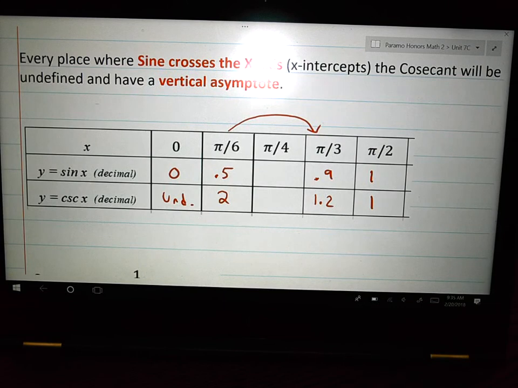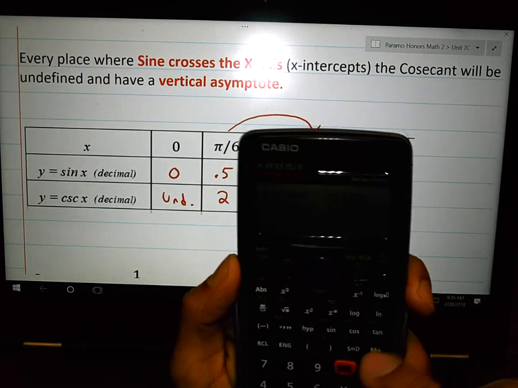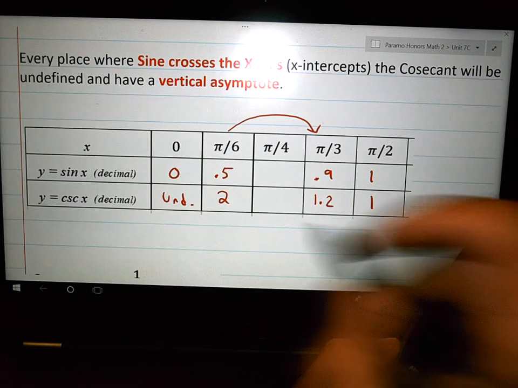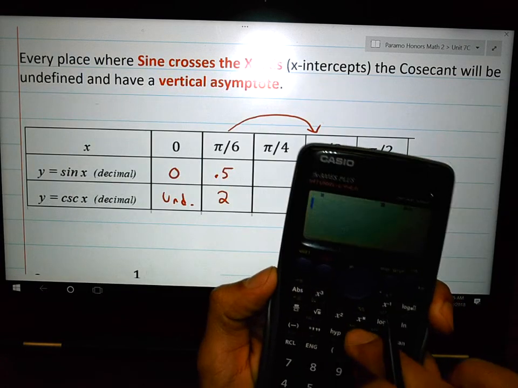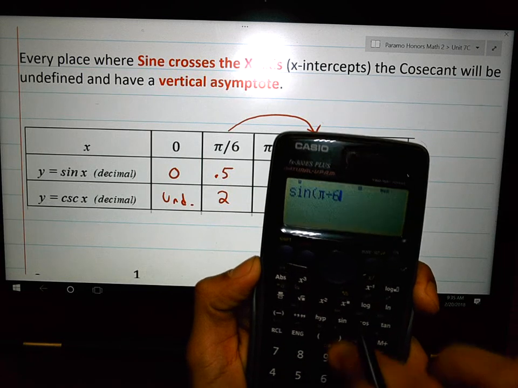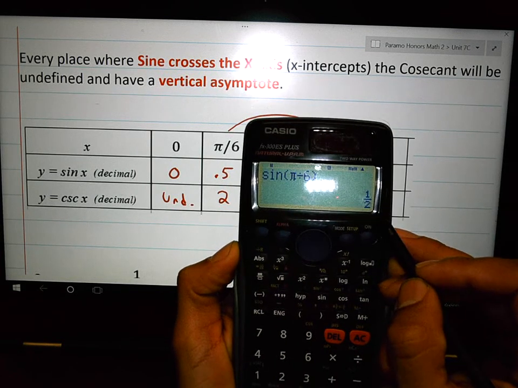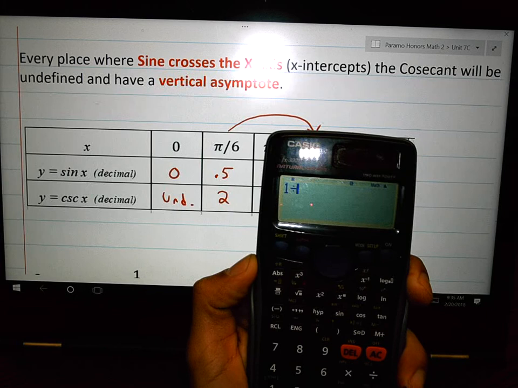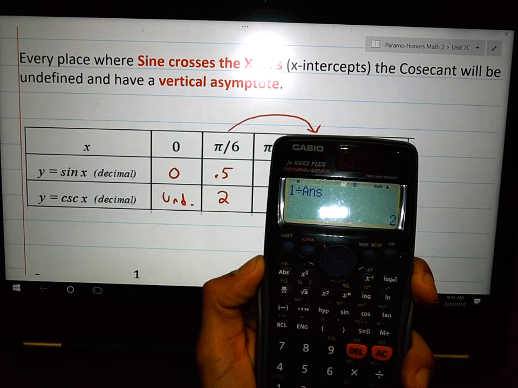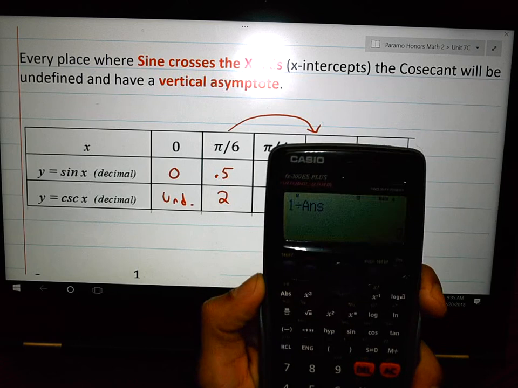Once again, let's say you don't have this particular calculator. You're going to have to do the sine of pi over 6. You'll figure out what it is. Then you'll do 1 divided by that answer to figure out what the other thing is. So you'll have to do each one by hand, and that's okay.